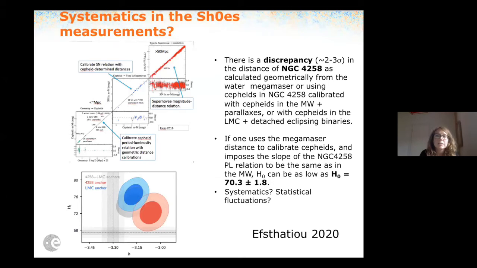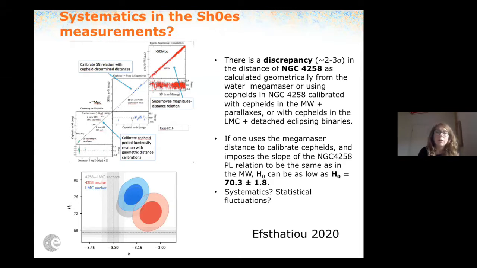It is essentially the fact that if you measure the distance to this galaxy, NGC 4258, which contains a water megamaser, that allows you to measure the distance of this galaxy directly in a geometrical way. Then you compare with what you can do with Cepheids contained in this galaxy and calibrated with the Cepheids in the Milky Way or the Large Magellanic Cloud, and there is a 2 to 3 sigma discrepancy between these two distances, which might point towards a possible residual systematics in this measurement in particular. And clearly this would have an impact on the inferred value of H naught.